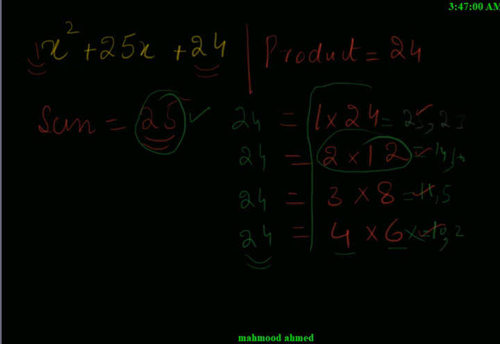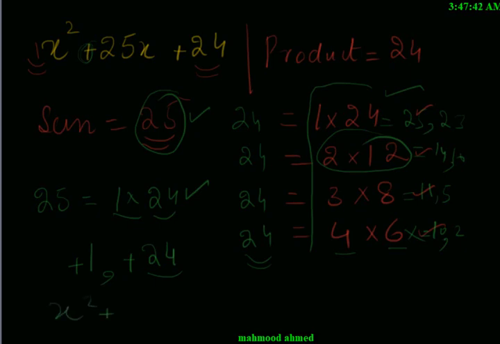If we take the first pair from the top, you see that if we add them, we get 25. 1 multiplied by 24, 1 plus 24 is 25, or if we subtract, we get 23. So this is the pair which fulfills the given condition that their sum must be 25. If you multiply them, you get 24. If you add them, you get 25. So this is the right choice. We will select 1 and 24.